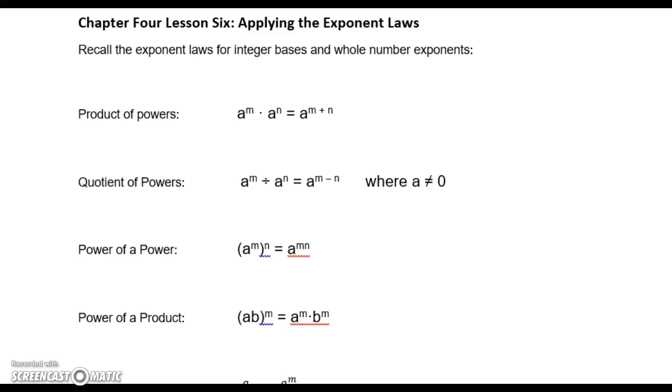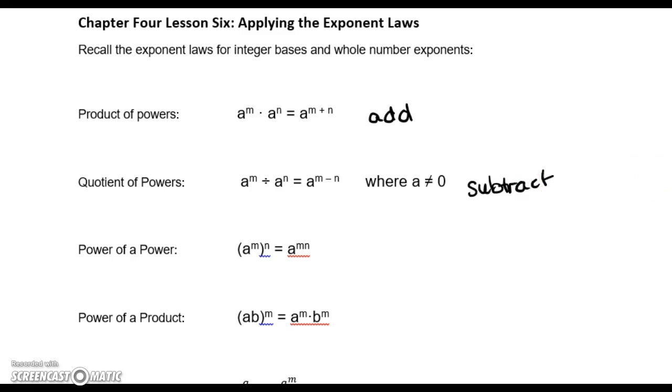The first law that you would have learned was the product of powers. Here we have a to the power of m times a to the power of n. As long as you have the same base and you're multiplying the two numbers together, you just add the exponents. Then the quotient of powers is where you're dividing two numbers that have the same base but might have different exponents. Here you subtract them instead. So multiplying means you add, dividing means you subtract.